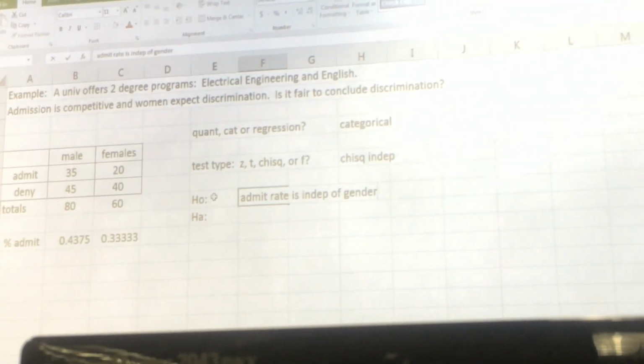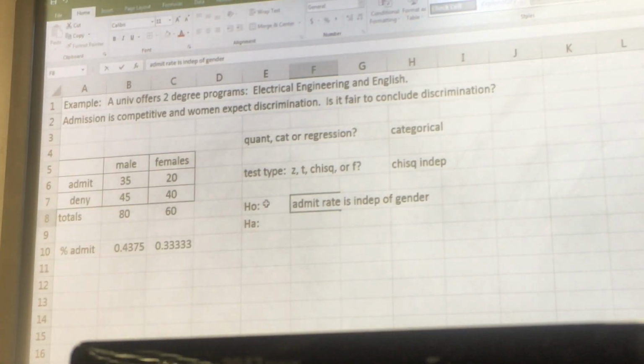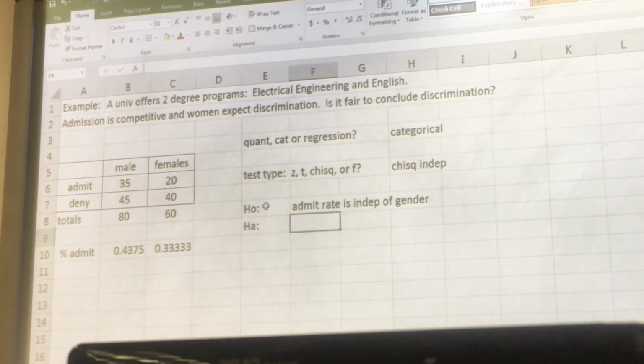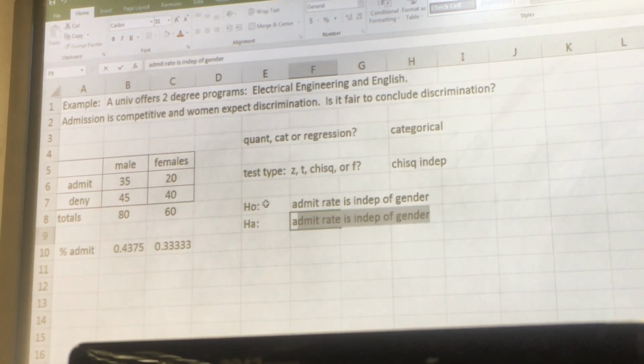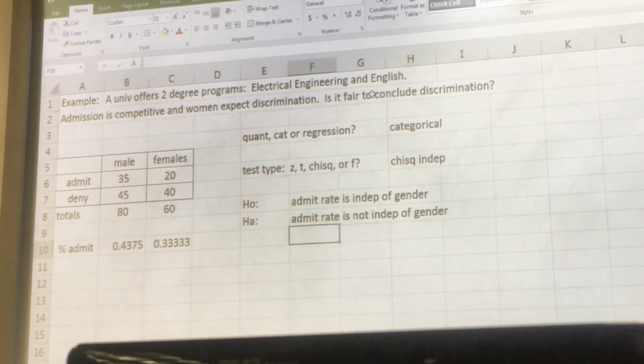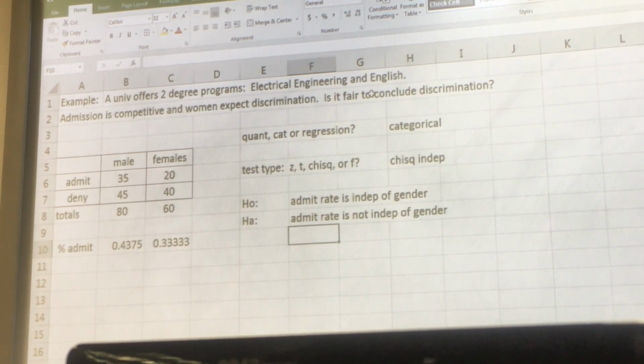So what we're saying here is that your admission rate is independent of gender, or gender is independent of admission rate, whatever. Now, for the alternative, it's probably really tempting to say dependent, but don't do it. Does the admission really depend on your gender? So I'm just going to say not independent.